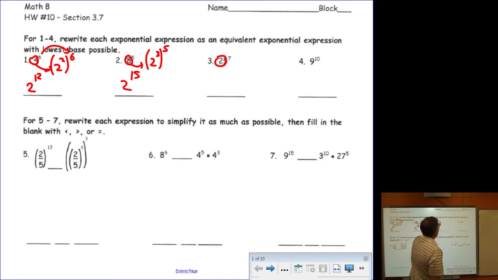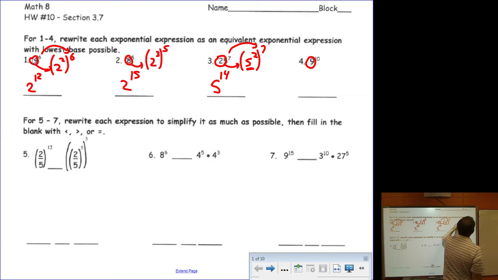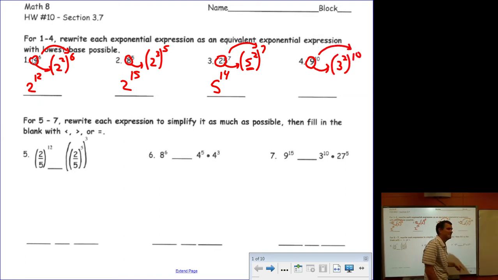The 25 is a perfect square. It's equal to 5 squared. That would be to the 7th power because 25 was to the 7th power. That, of course, would be 5 to the 14th power when you use the power to a power rule. And last up, 9 is a perfect square. So 9 can be changed into 3 squared. That, of course, was to the 10th power, so it still is to the 10th power. And when you simplify that, you get 3 to the 20th.